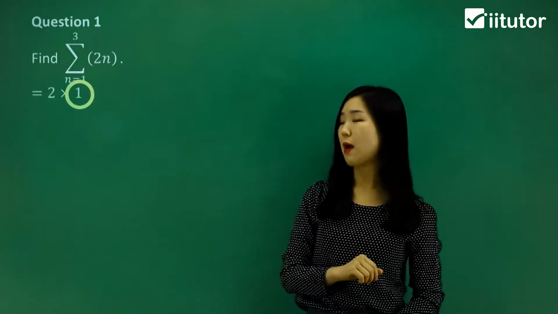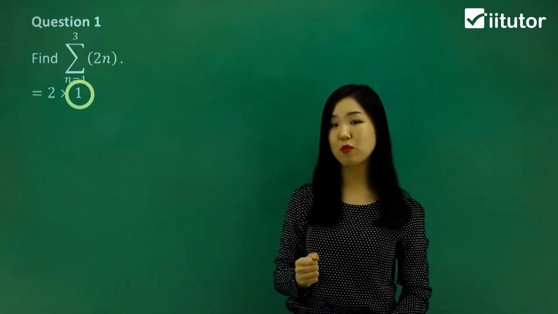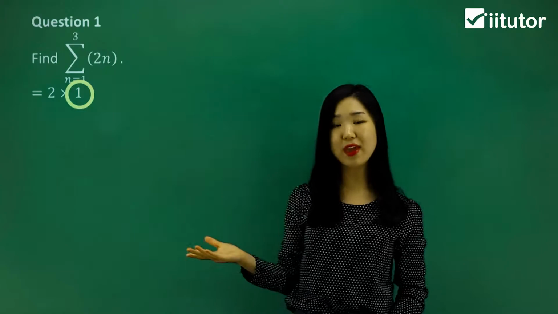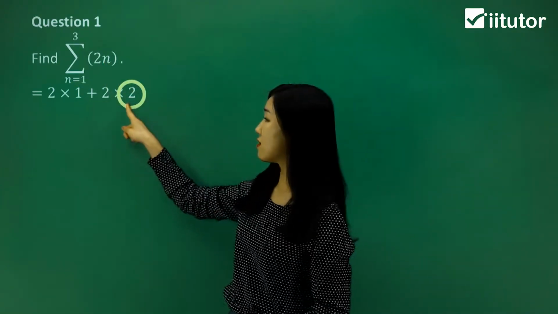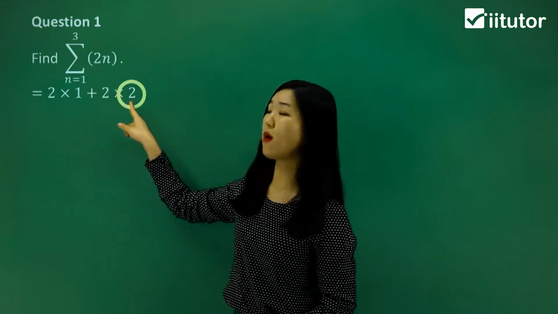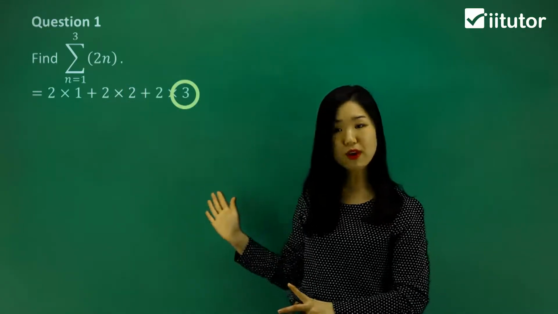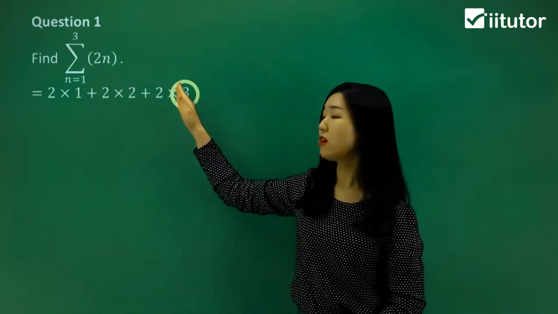So this is what's going to happen. I'm going to start off by subbing in the n with 1, because remember, we start with n equals 1. Then we add the next one, 2 times 2. See how I replace the n with 2 this time? Because the next number after 1 is 2. And then we'll do another one, plus 2 times 3, so I replace the n with 3. So it's 2 times 1 plus 2 times 2 plus 2 times 3.